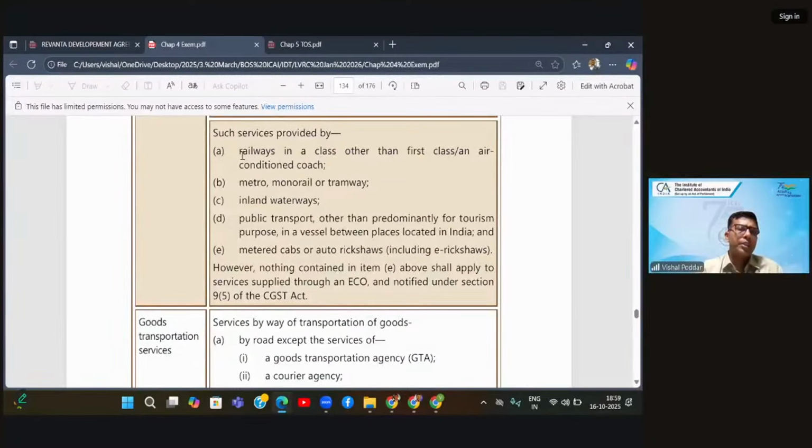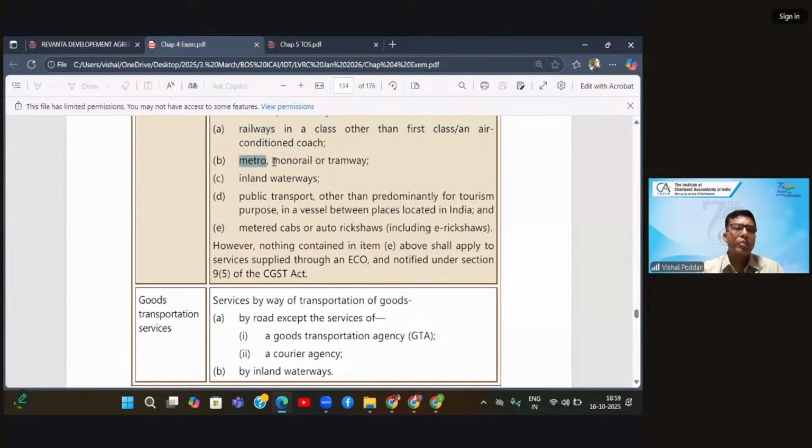Next, railway tickets. Where you are traveling by railway, the railway tickets are also exempt, provided that it is not a first class or an AC class. So in railways, the first and AC classes are taxable to GST. The other classes of railway tickets, which include the general coach or the sleeper coach, are exempt. Similarly, the tickets of metros, monorails and tramways are exempt. Further, if you are traveling by water, the inland waterways ticket is exempt. And wherever you are using public transport, except where the purpose is tourism, it is exempt. Again, what type of public transport are you using? Vessels. Vessels means ships.